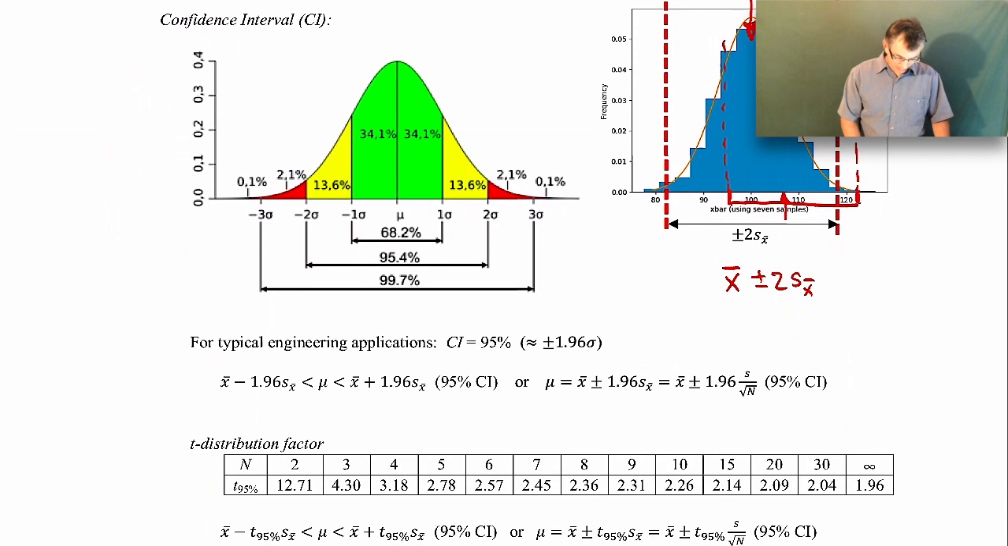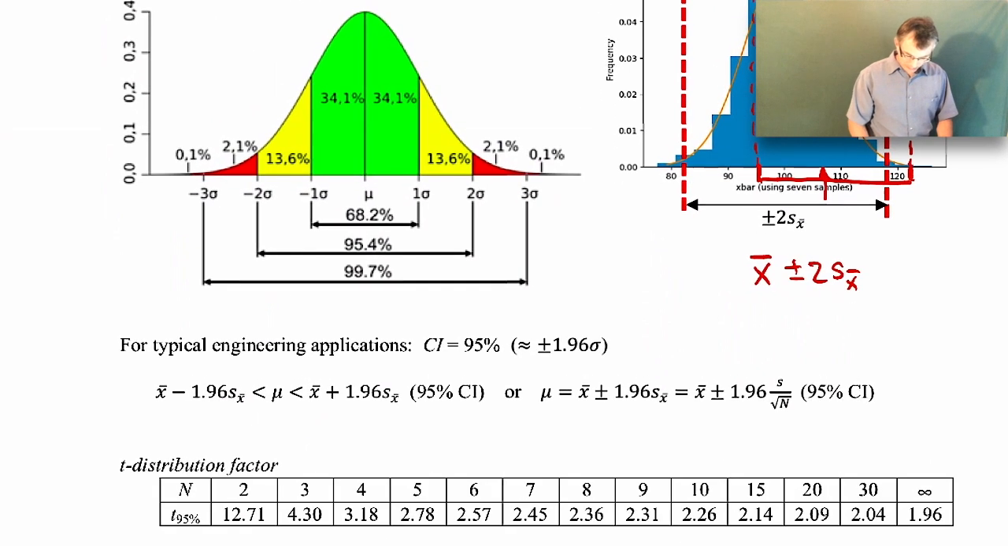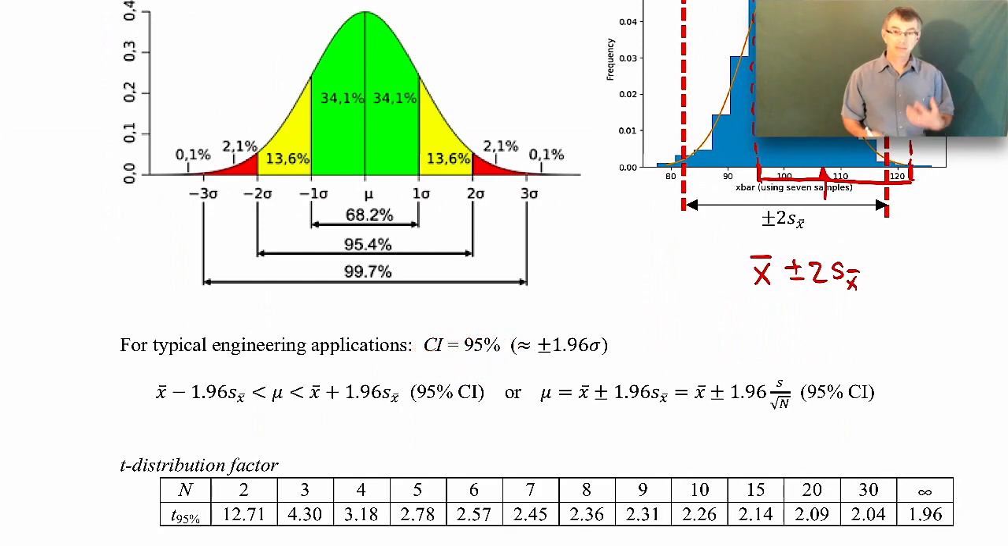So I've written this down, and I'll just repeat myself here. For typical engineering applications, we want to have a confidence interval of 95%. We just want to be 95% certain that our reported measurement contains the true mean. So again, for 95% exactly, it's plus or minus 1.96 standard deviations. You can see here, 2 standard deviations is 95.4, so 1.96 is actually 95%. It doesn't matter whether you use 2 or 1.96.